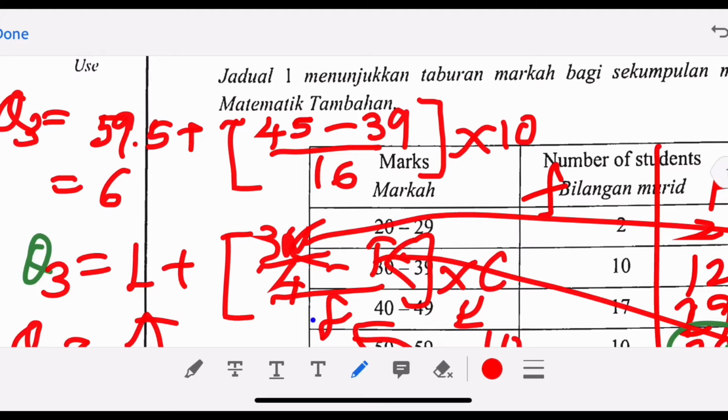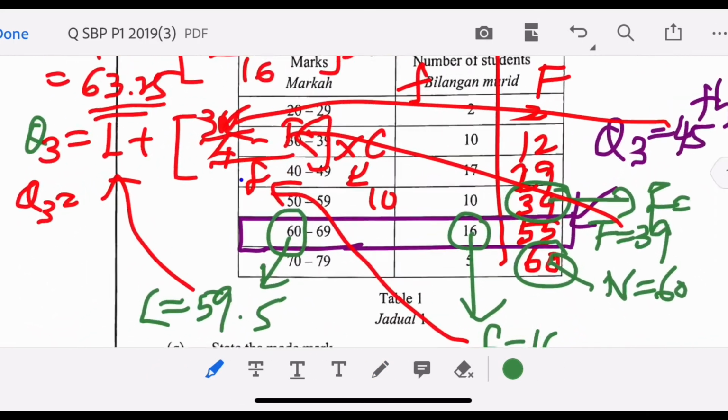Okay, after you press, then you times 10. Then followed by you plus 59.5. Okay, the plus you will do the last step. Okay, again, you press 45 minus 39 over 16 equal and times 10. Then you plus with 59.5, and I'm sure you get the answer, right? Yes, that is the right answer. 63.25 is the right answer. Okay, right? Understand? Okay, good.